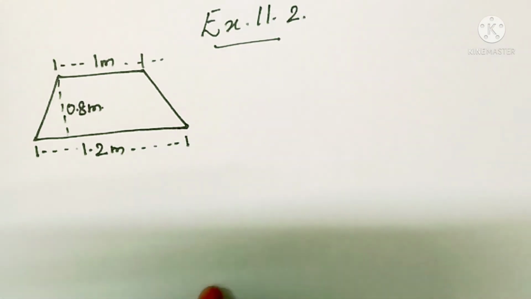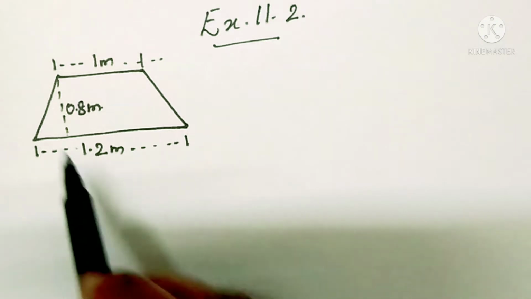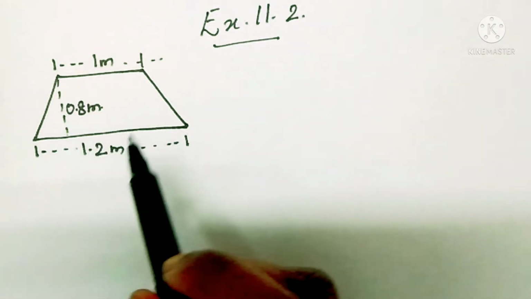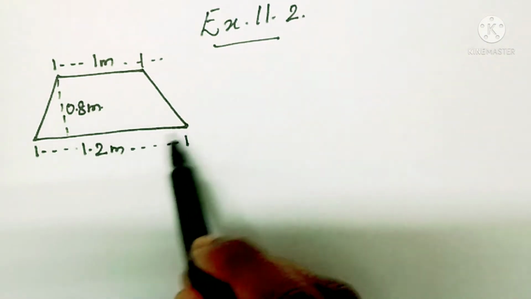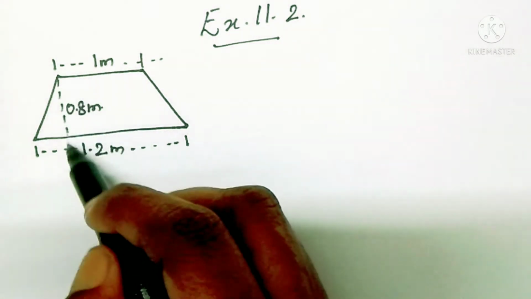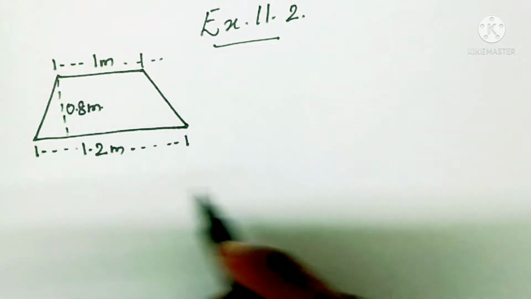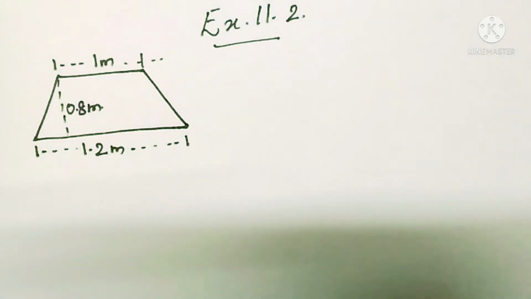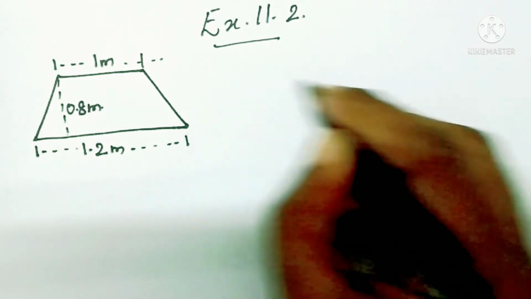First of all, let us draw the top of the table. So the picture is here. The top of the table is like this. It is a trapezium with one side measuring 1.2 meter, the other side 1 meter, and the height between them, the distance between them is 0.8 meter. So here directly we have to write the given measures.